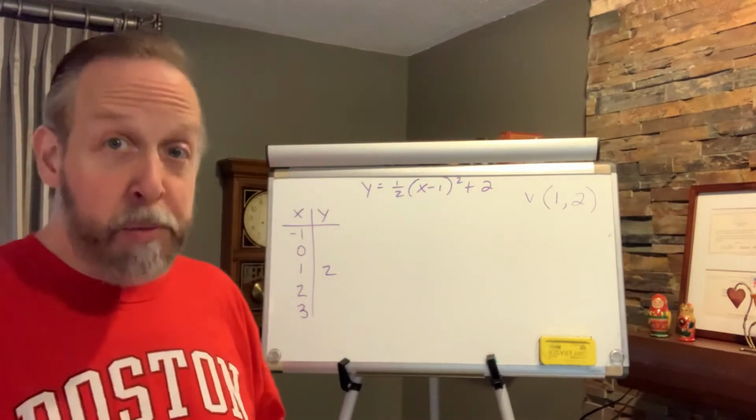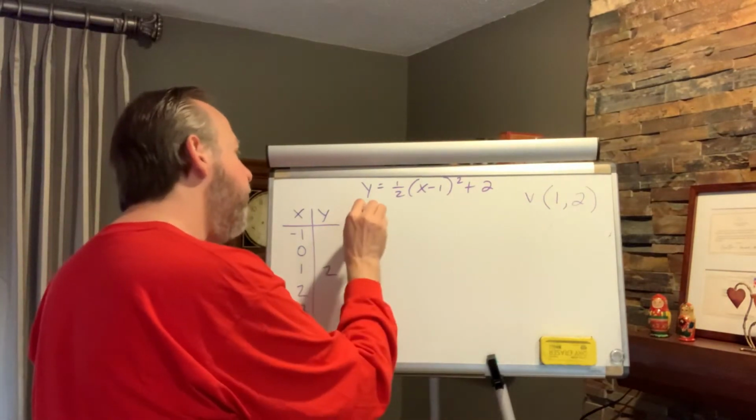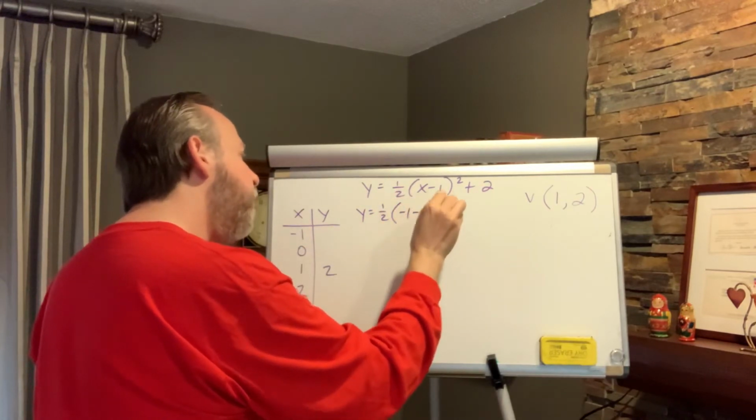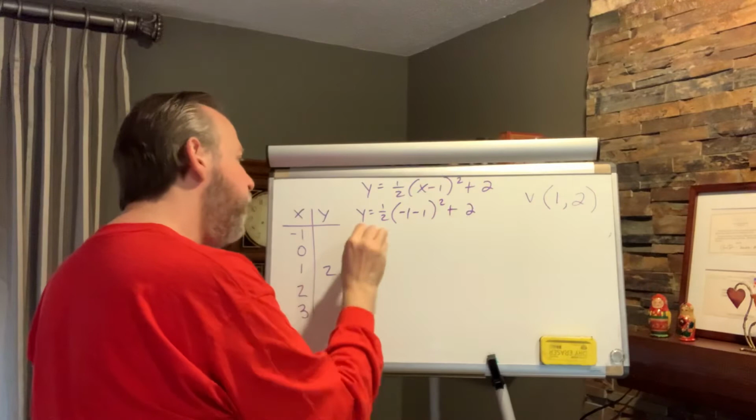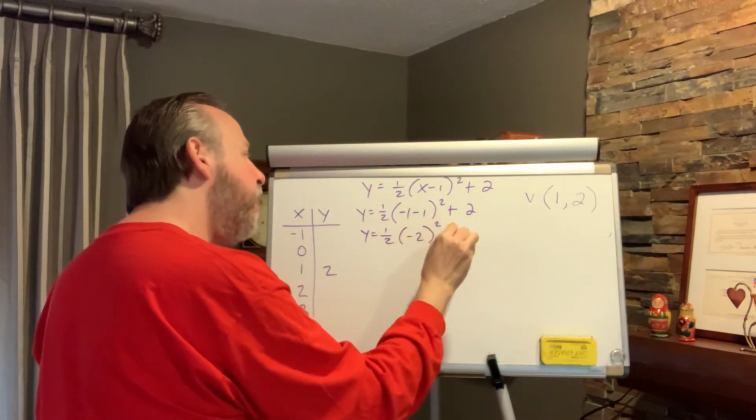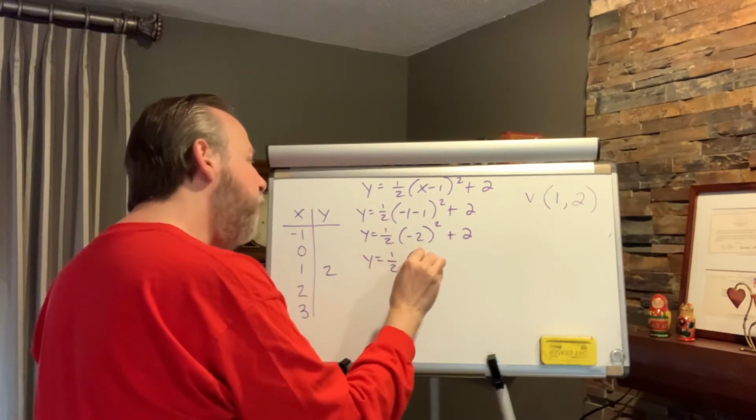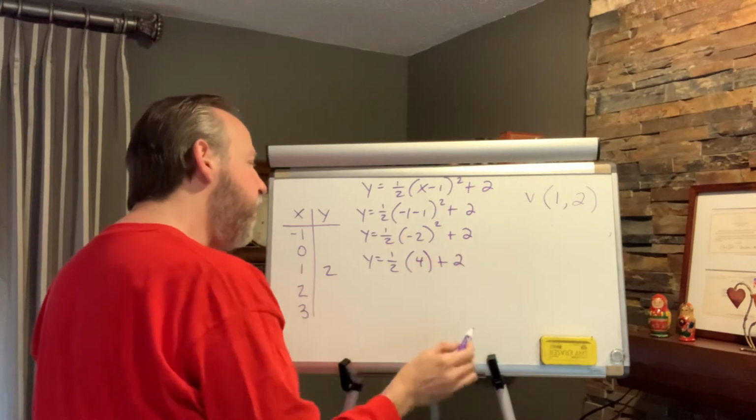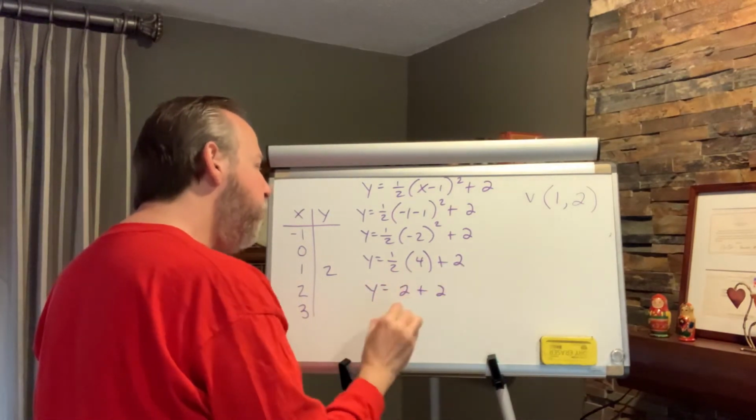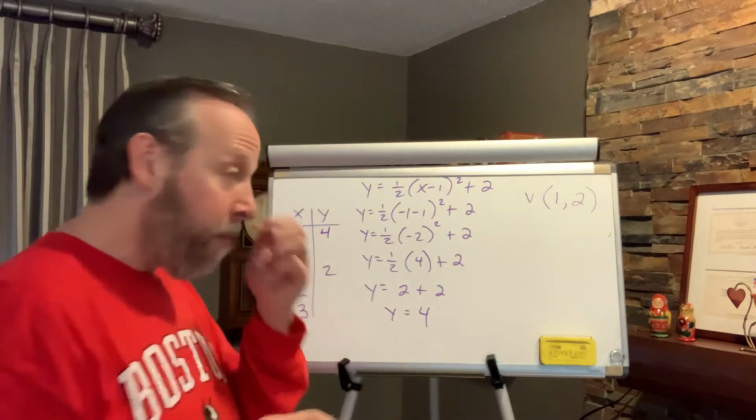And as per usual, we're going to plug them in one at a time to verify we have the right answer. I'll show all the math here for you. Y equals 1/2. Negative 1 minus 1 squared plus 2. That's 1/2 times negative 2 squared plus 2. Negative 2 squared is positive 4 plus 2. Half of 4 is 2 plus 2. The output is 4. Make sense?